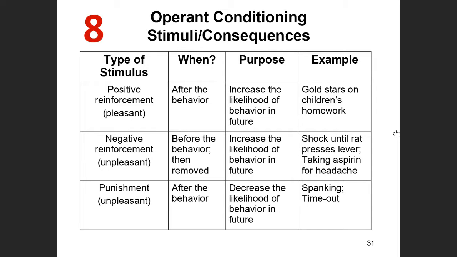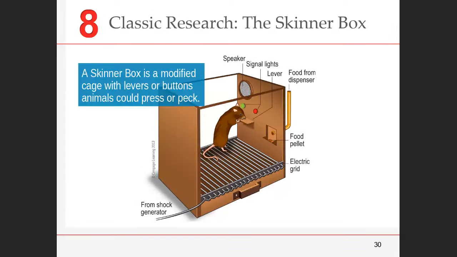And I'm gonna go back to this slide here. Okay, so this is a Skinner box, and in this illustration, he would have a shock generator that would put a small bit of electricity on these grids, and then if a rat pressed a lever, it would make the shock go away. So what happened was it increased the likelihood that the rat would press the lever in the future in order to avoid the shock.